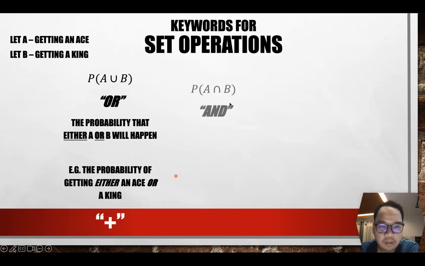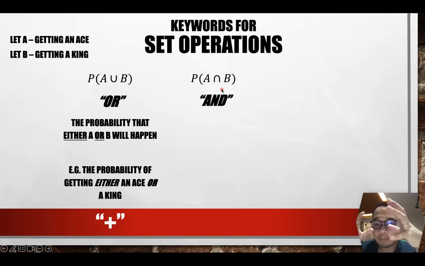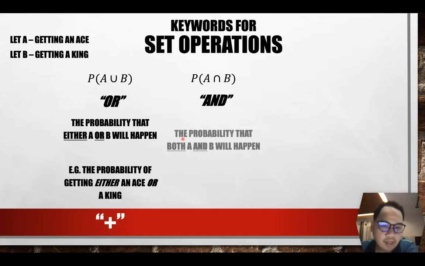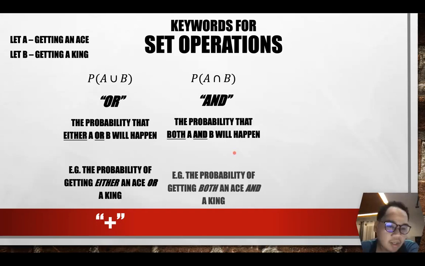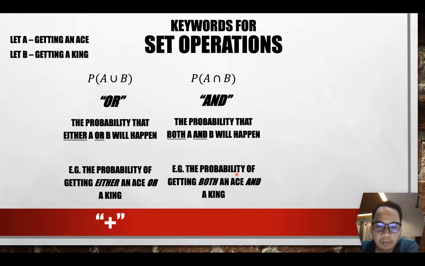When we look at the intersection, we want to know that they're both happening at the same time. So the word here is "and", and we're talking about the probability that both A and B will happen. Both of them will happen. And we use a statement, the probability of getting both an ace and a king, and we use the operation multiplication for that.